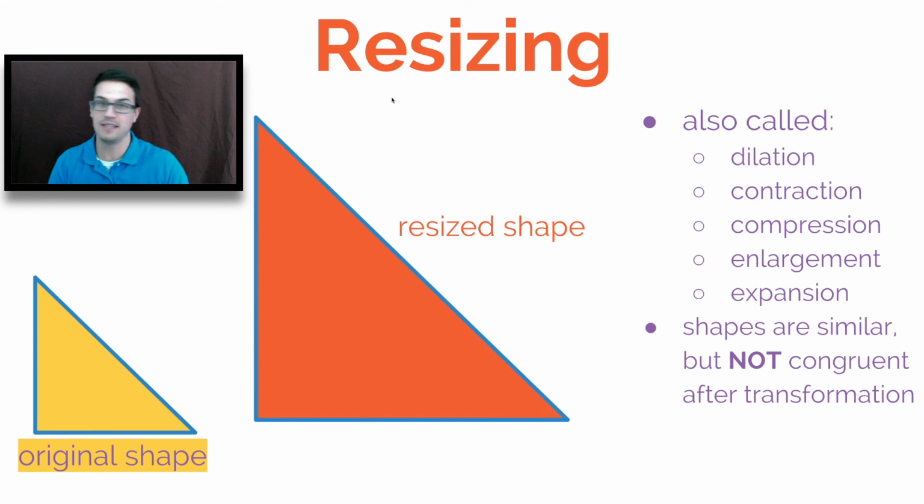Basically, what resizing is, just as the name says, is changing the size of the object. So it's either getting bigger or it's getting smaller. So I have this original shape right here, this yellow, and then it's resized. In this case, it's getting bigger to this resized shape right here. It's really important to know that these shapes right here are similar. So when you resize, you are making a similar shape, but it's not congruent because it's not the same size anymore.